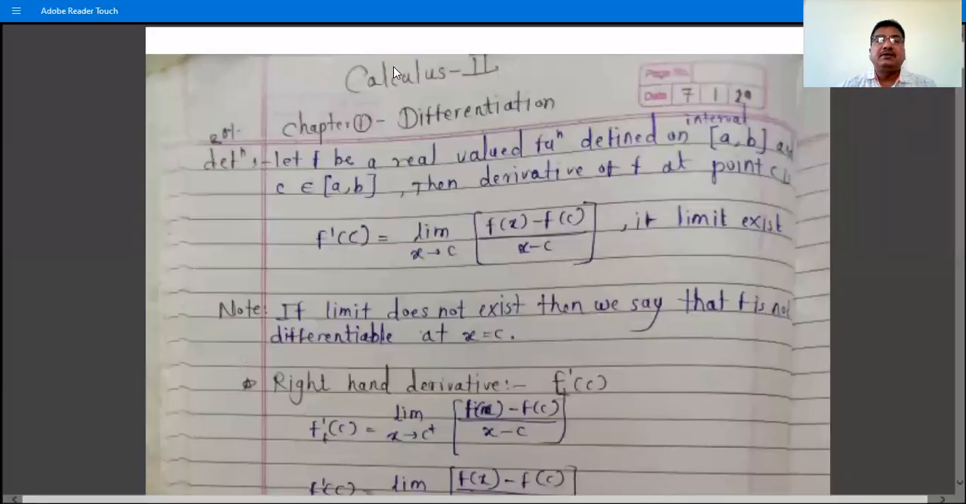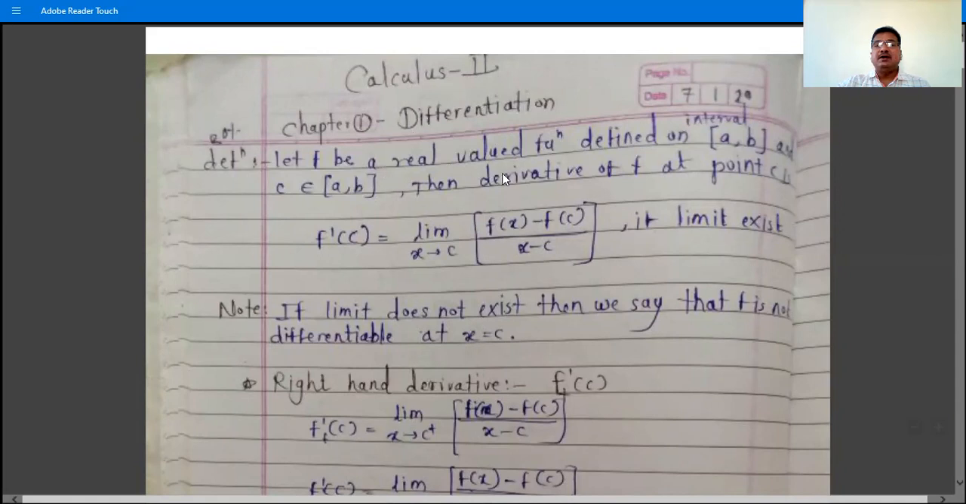Welcome all of you. We are going to start the paper second, that is calculus 2, and it is the continuation of calculus 1. In calculus 1 there are the topics limit, continuity, and sequence. And now we are going to study calculus 2 in this paper. The first topic is differentiation. So we are going to start chapter number 1, differentiation.